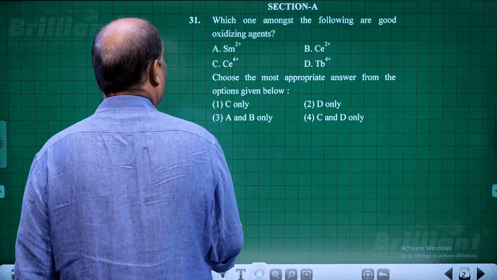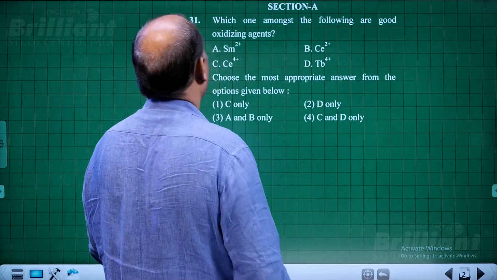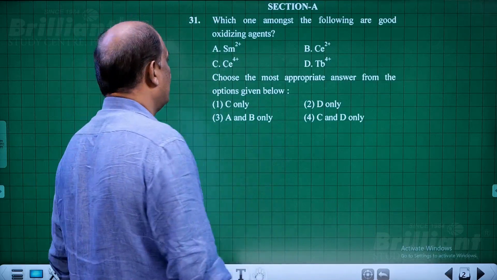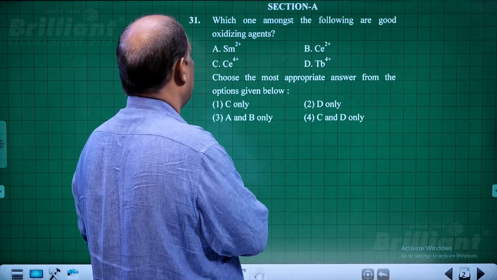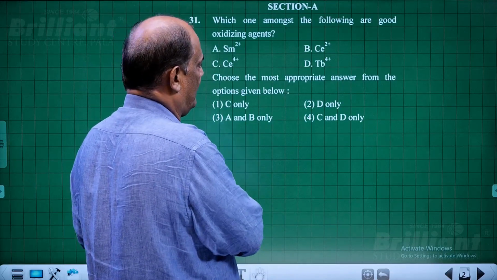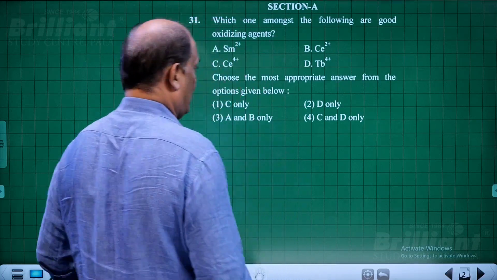Which one among the following are good oxidizing agents? Samarium plus 2, cerium plus 2, cerium plus 4, terbium plus 4.